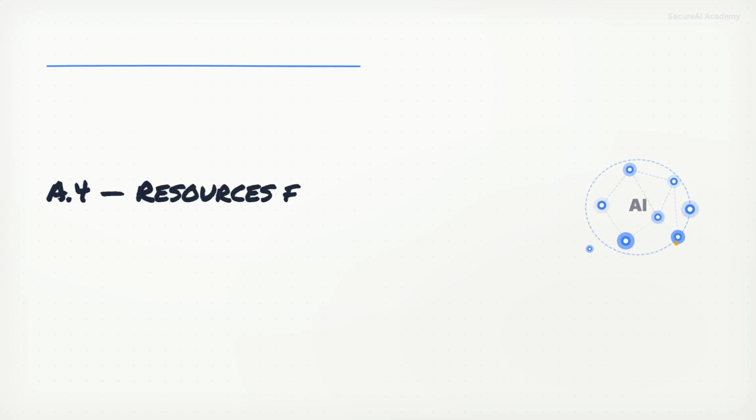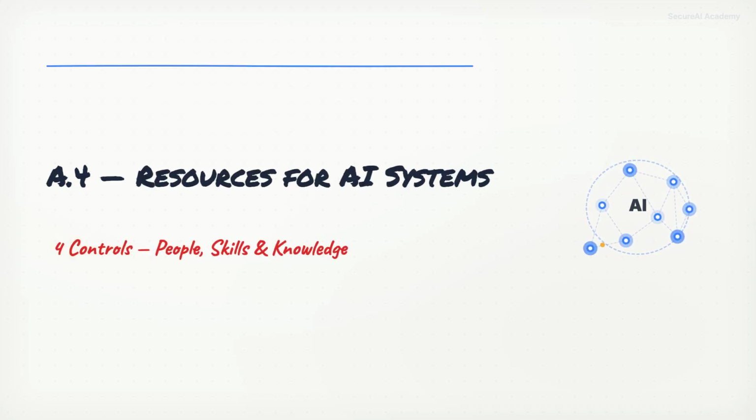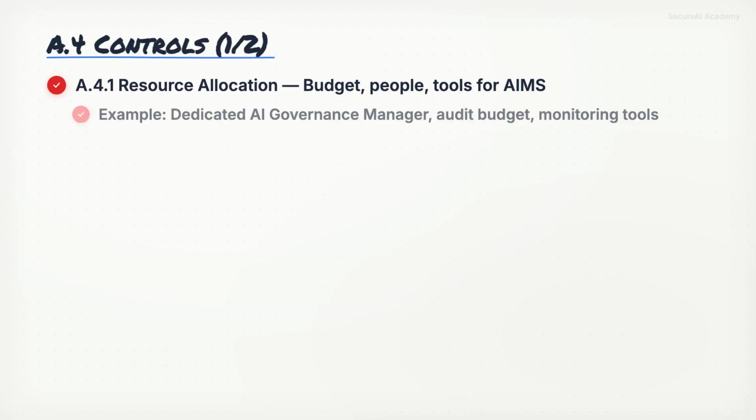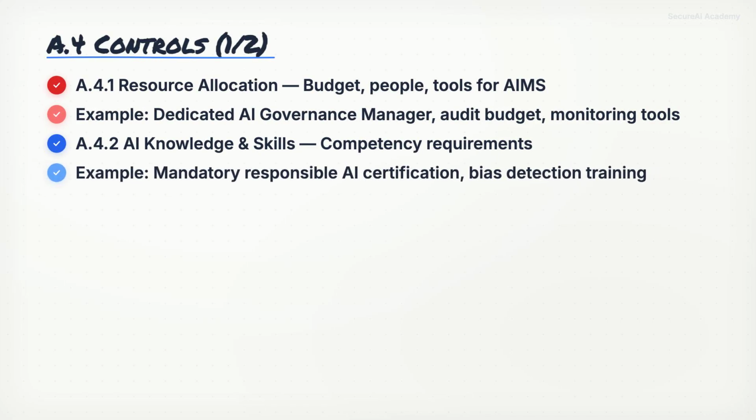Domain A4 focuses on resources, not just budget, but knowledge, skills, awareness, and literacy. You cannot govern AI if your people do not understand it. 4 controls. Control 1. Resource allocation. Ensure adequate resources for AIMS implementation. Example: a manufacturing company allocates budget for an AI governance manager, cloud computing resources for model monitoring, annual third-party audits, and a training program. They document the resource plan and review it during management reviews.